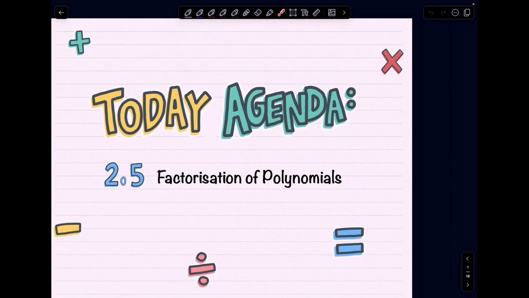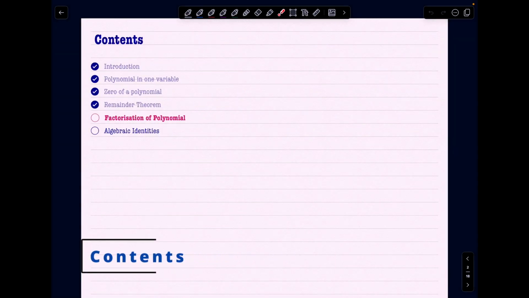Okay, so in this chapter of polynomials we have looked at what polynomials are called, what they are made of, that is algebraic expressions. What is a polynomial in one variable, and what are the conditions to verify whether something is a polynomial in one variable or not. We have also seen what the zero of a polynomial is and how to find it. We have also seen the remainder theorem, in the third video.